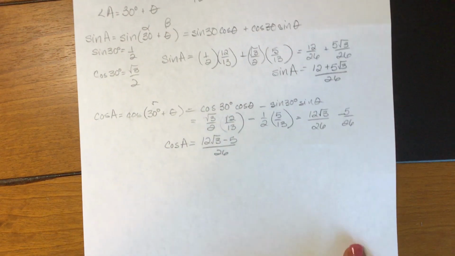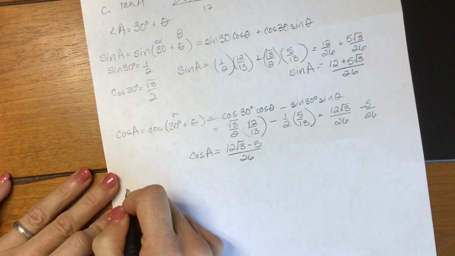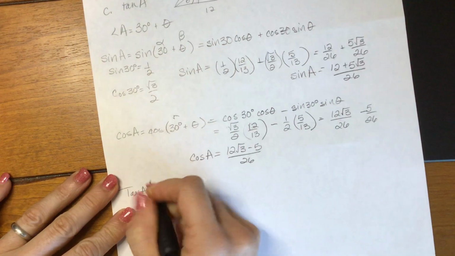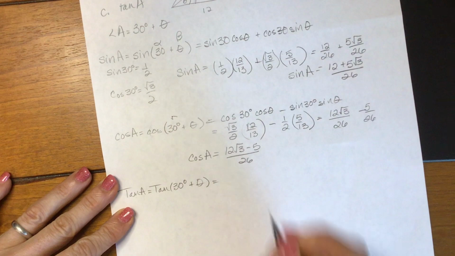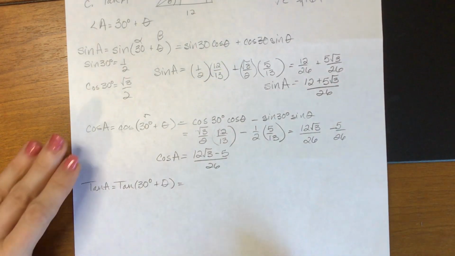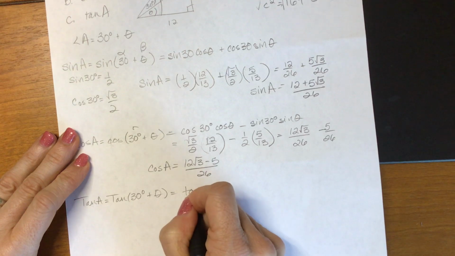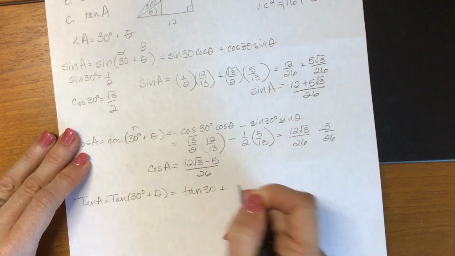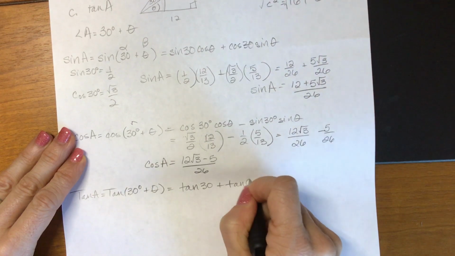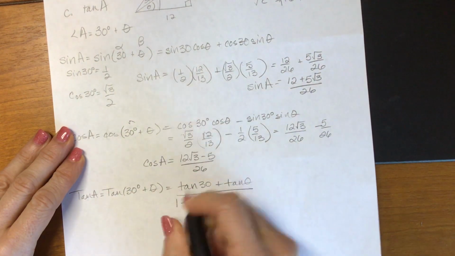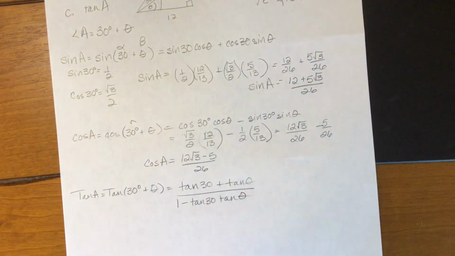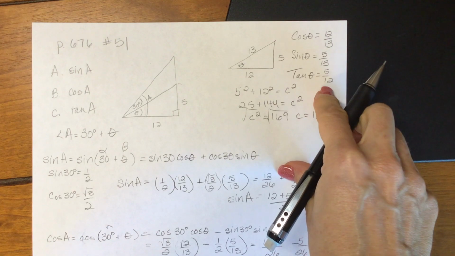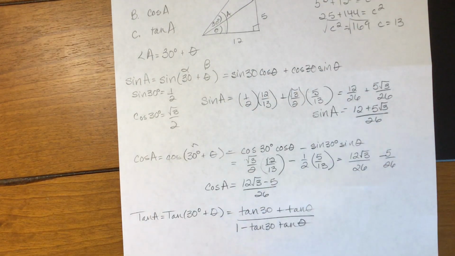All right, last but certainly not least, we want to find tangent of A, which is tangent of 30 degrees plus theta. And that identity is tangent of 30 plus tangent of theta all over 1 minus tangent 30 times tangent theta. And we haven't found tangent theta yet. Actually, we did. We came up here and we said it was 5/12. What we hadn't found was tangent of 30 degrees.